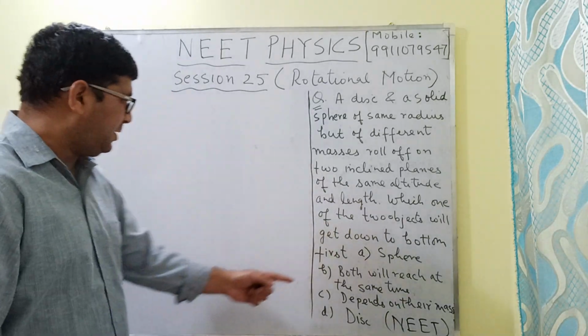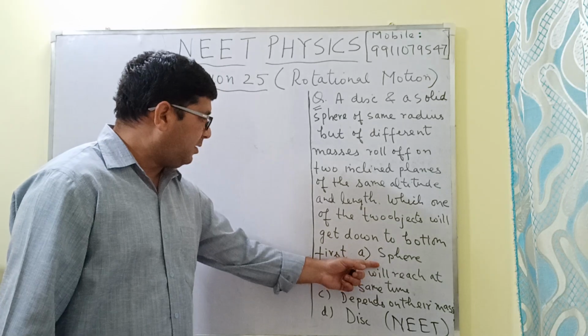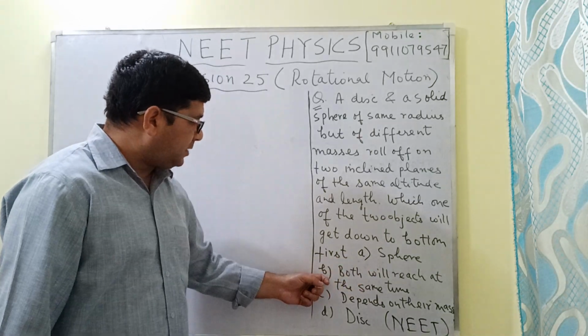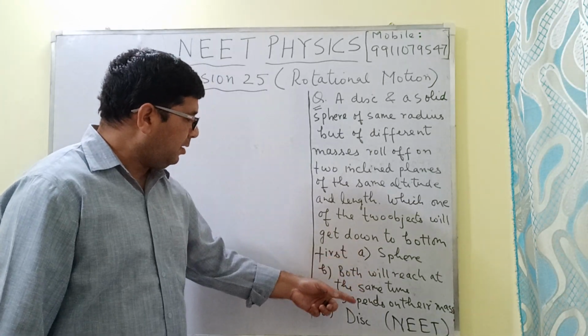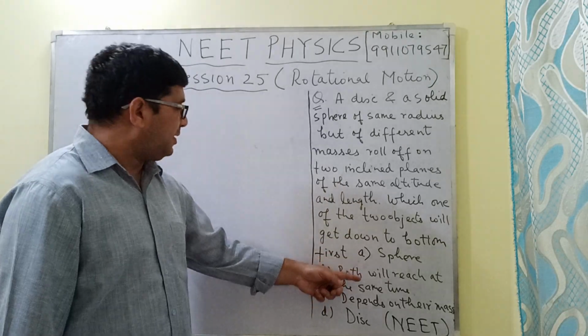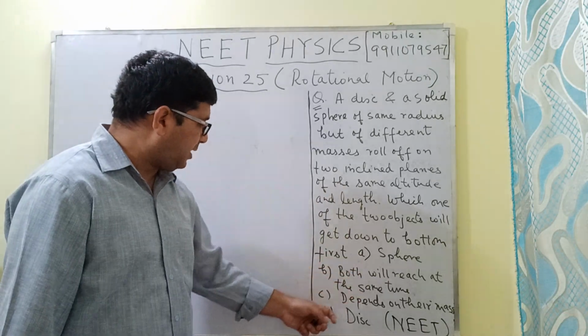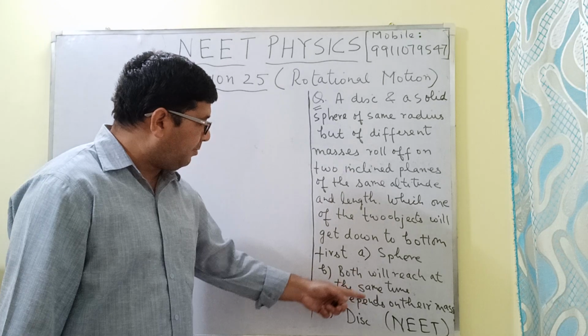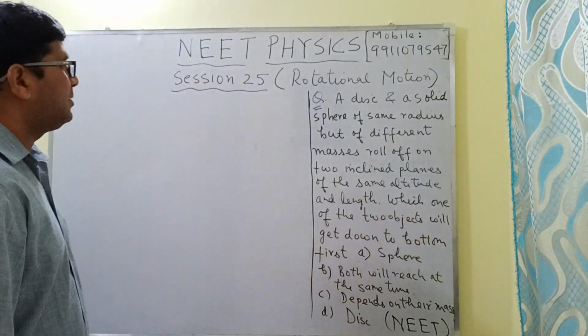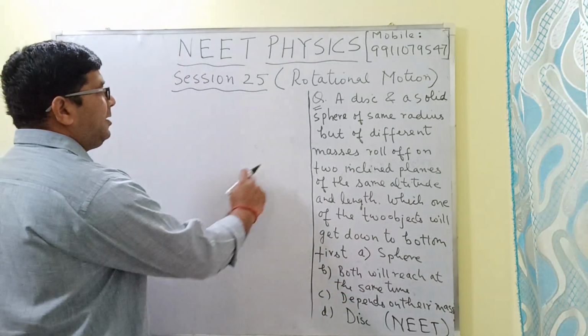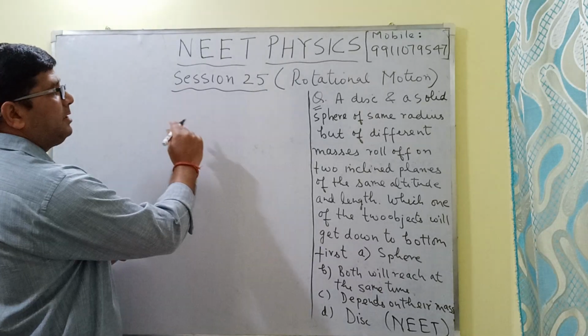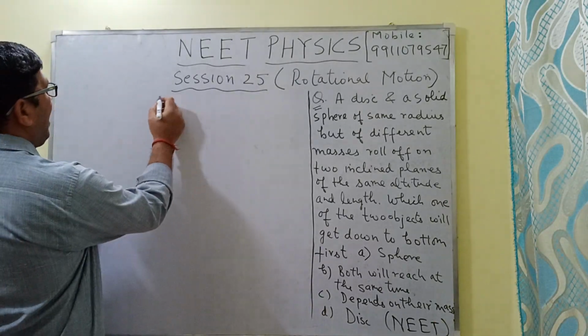There are four options here. First one is the sphere. Second one is that both the disk and the solid sphere will reach at the same time. Third one is that it depends on their masses, and the fourth one is the disk. So here the disk and the solid sphere have the same radius.